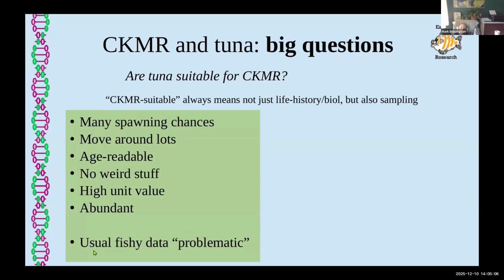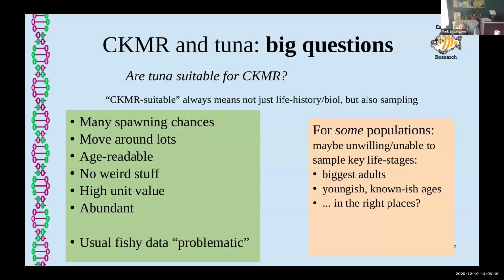Many people see it as a negative, but I don't. And with tuna, the usual fishery data are particularly problematic, CPUE, as we've heard. Limiting for some populations will be an unwillingness or an inability to sample certain key life stages. If you can't get the biggest adults, you're probably in a fair degree of trouble. And you do want some youngish, knownish age animals to be your potential offspring and potential half siblings. So if you can't get those, it can be problematic.